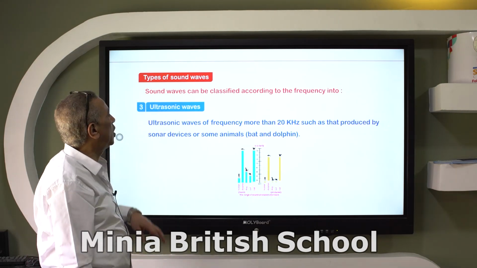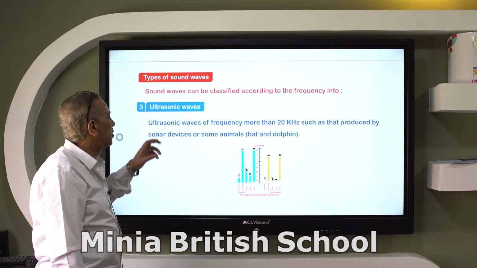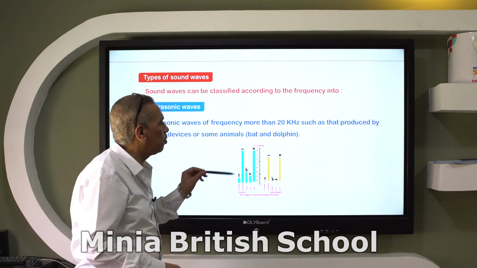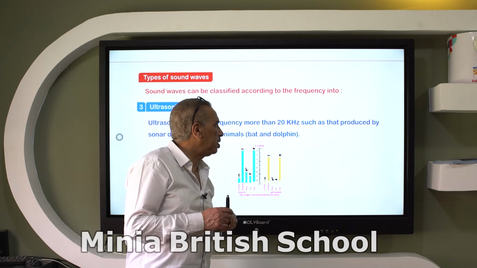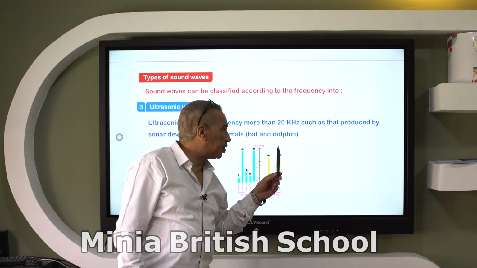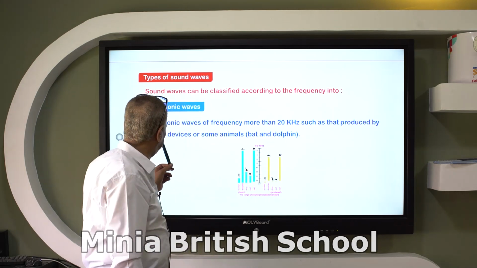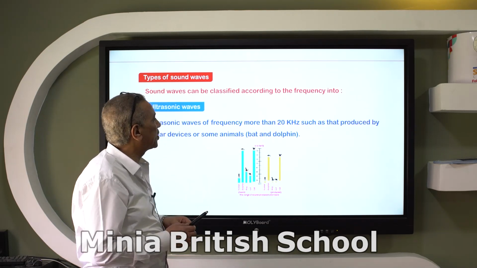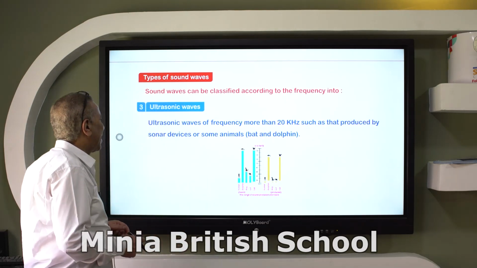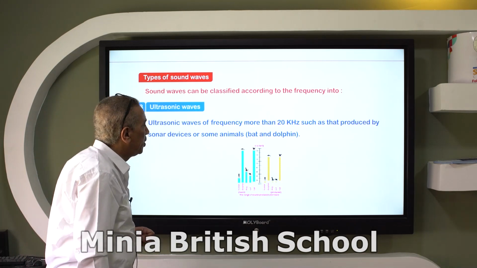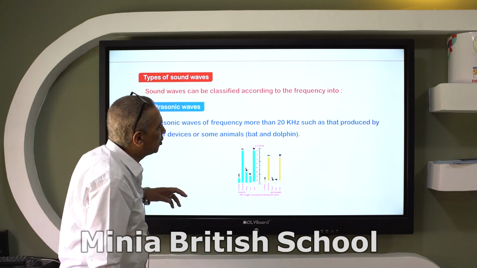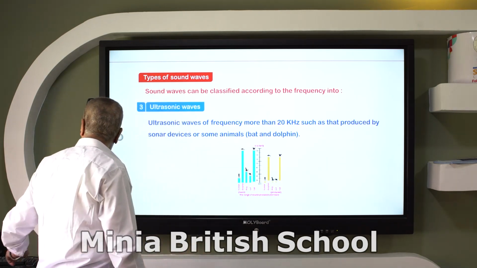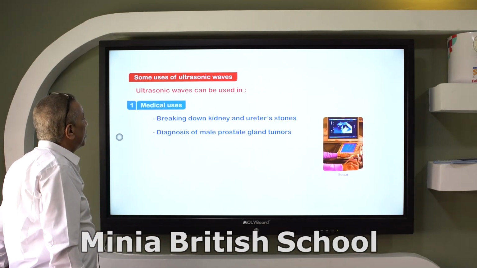The last one, and the most important one, of course, is the ultrasonic. Ultrasonic is when the frequency of the vibrating body is more than 20 kilohertz. This can't be heard by the human ear, but can be heard by bats or dolphins and so on. Some animals can hear it.